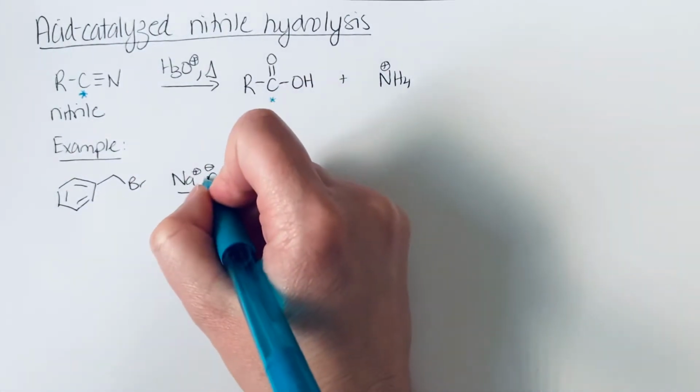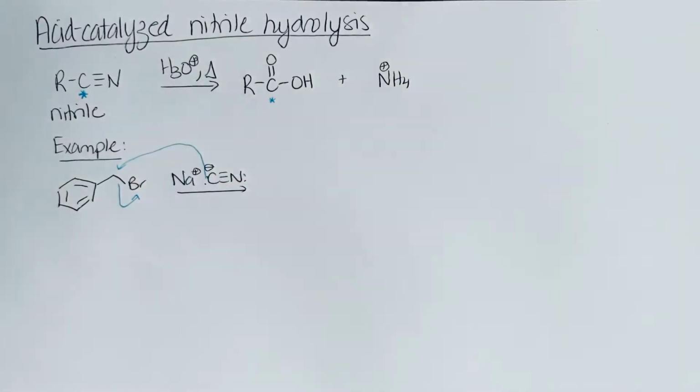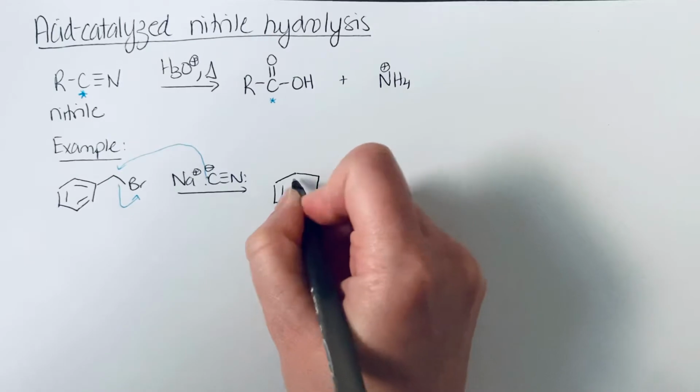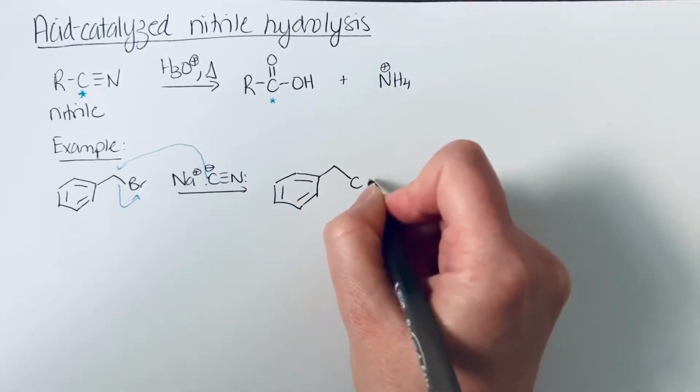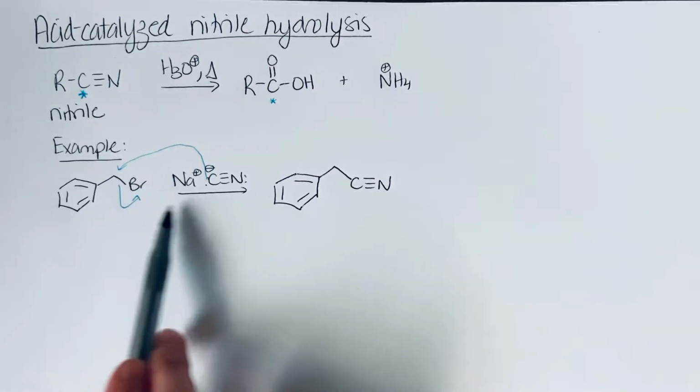So you could do an SN2 reaction on an appropriate alkyl halide. If it's SN2, your alkyl halide just can't be too hindered. So it could be just a methyl halide, it could be primary, or it could be secondary. All right, so this is going to give us a nitrile. We've got a carbon-nitrogen triple bond. So we've actually extended that carbon chain by 1 carbon.